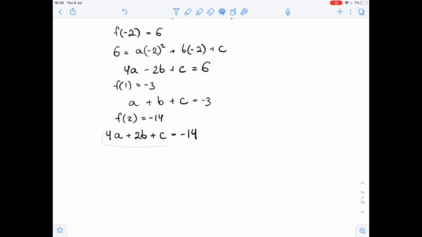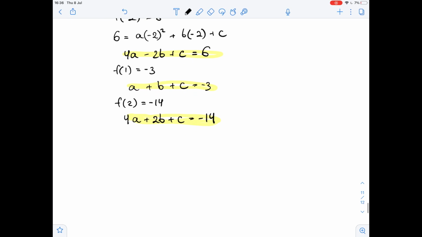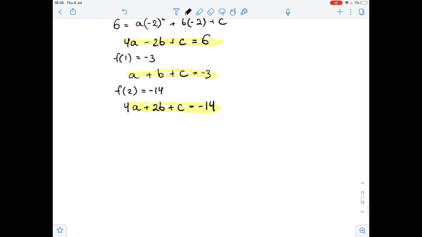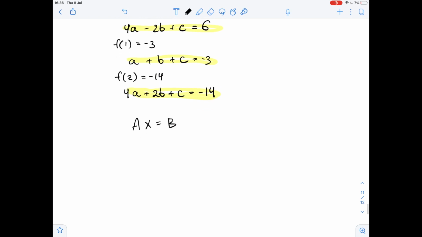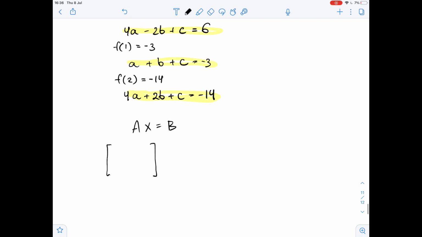Now we have three equations. So basically this is a system of equations which we can solve using matrices. Let's write down the augmented matrix for this. Before we write it down, let's review that Ax equals b, where A is a matrix of coefficients, x is a matrix of solutions, and b is a matrix of constants.